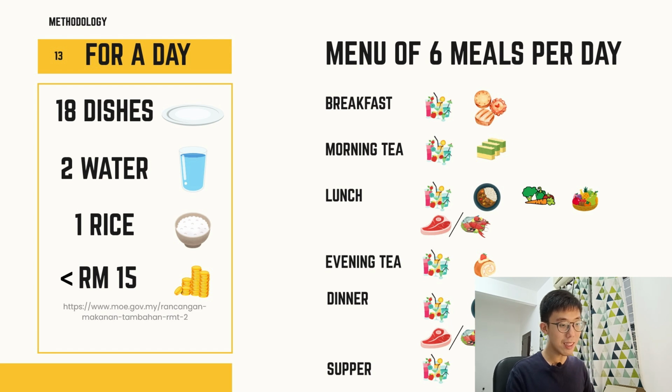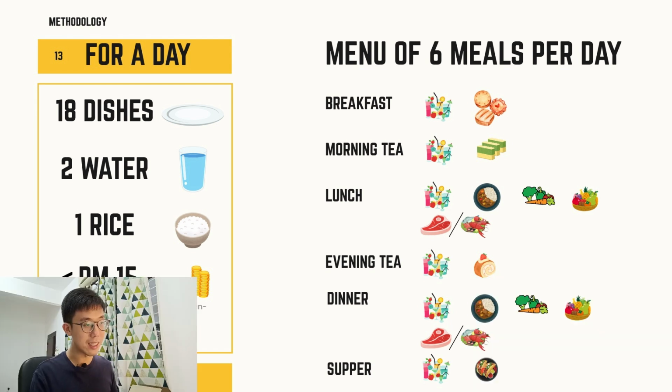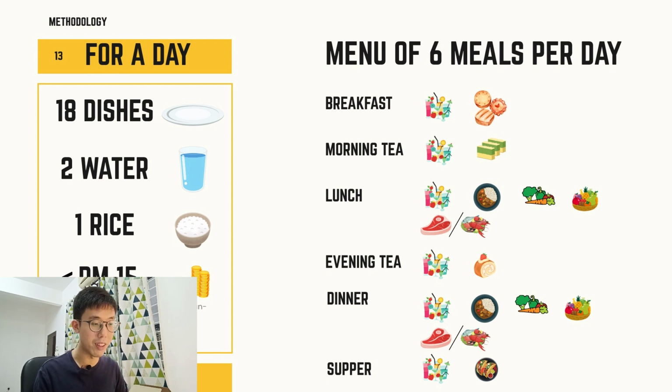All right. So for example, we can see on the right hand side, for breakfast, we have a combination of beverages and a cereal flour based recipe. For the morning tea, we will serve a beverage with a rice flour based recipe, and so on for lunch, evening tea, dinner, and supper, with a total of 18 menu items being served.